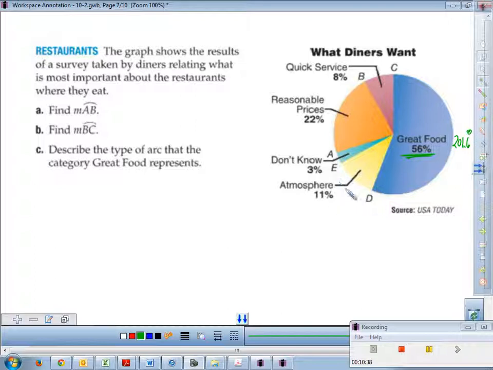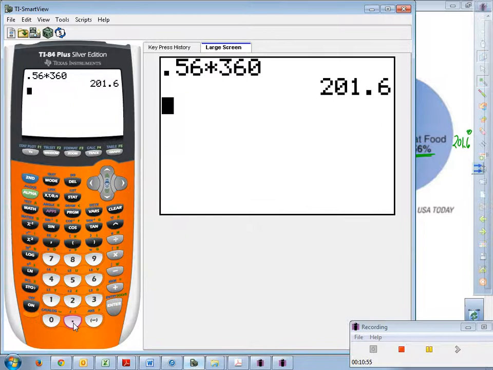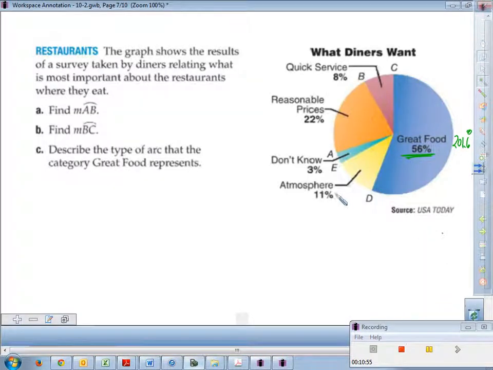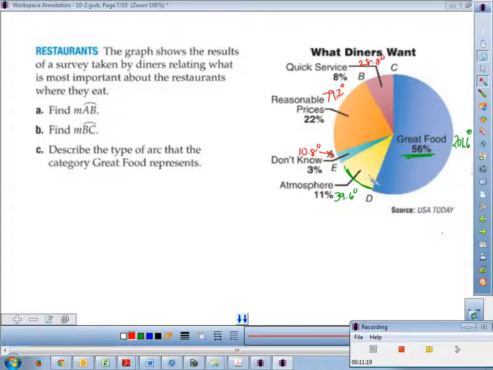Then here, 11% of the circle, 11% times 360 would be 39.6 degrees. That's how much this particular arc is right here. Why don't you pause the video and find these other three arcs right here, how much they measure. Just take the percent as a decimal times 360. And I got those done, and what I'll do is I just quickly double check that all of those add up to be 360 degrees. That's how you know it's 100% of your circle.